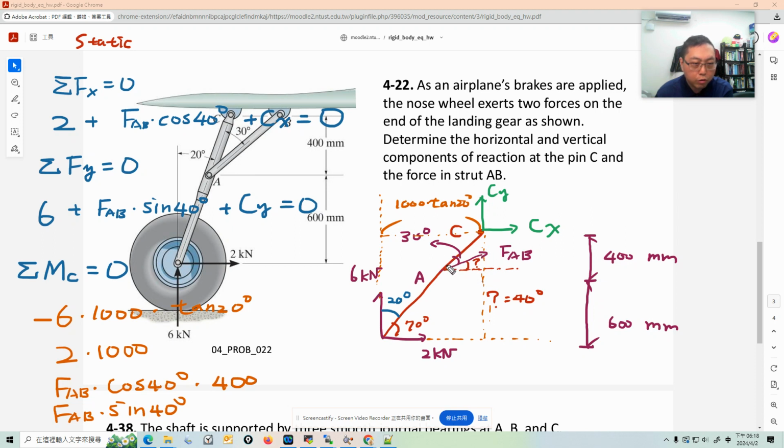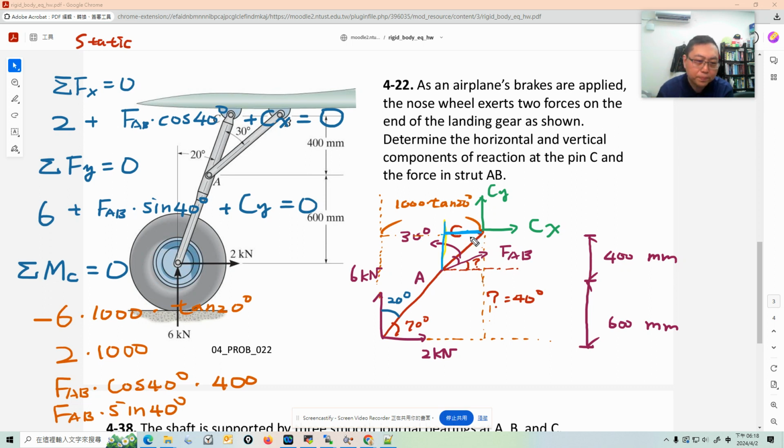And for the vertical force, FAB sine 40 degree, where's the lever arm? The lever arm is very difficult to identify. For this vertical component of FAB, the lever arm will be here, here, here. The lever arm will be here.